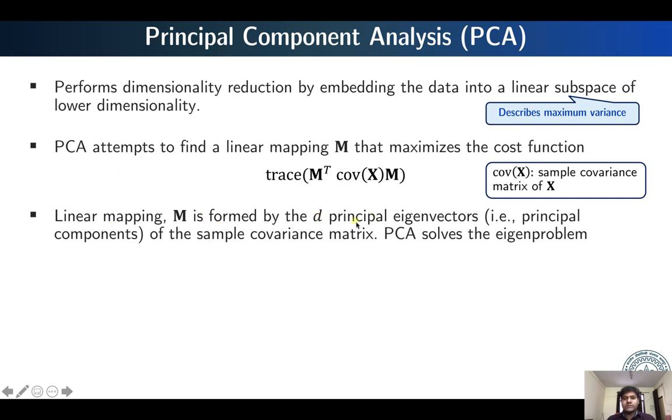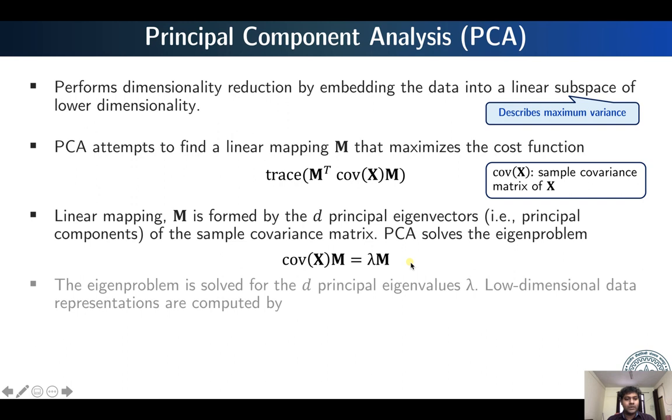Essentially these principal eigenvectors are also called principal components. So the goal of this principal component analysis technique is to solve the eigenproblem denoted as this. Again, we are trying to find the principal eigenvectors of the covariance matrix, and this is the equation which is solved to obtain them. The low dimensional data representations are then computed by performing this transformation: y is the product of the original data matrix multiplied with the linear mapping. This transforms the data into the lower dimensional space.